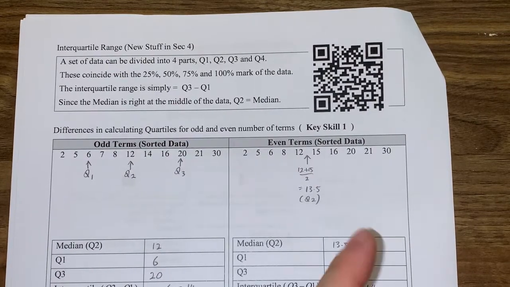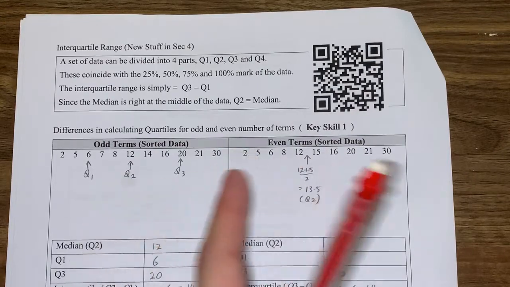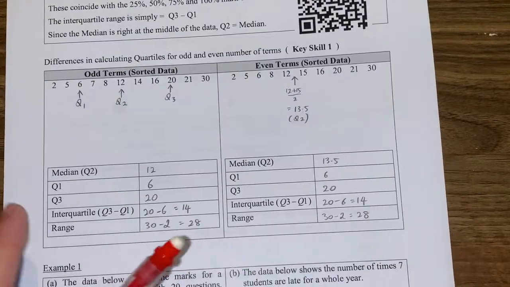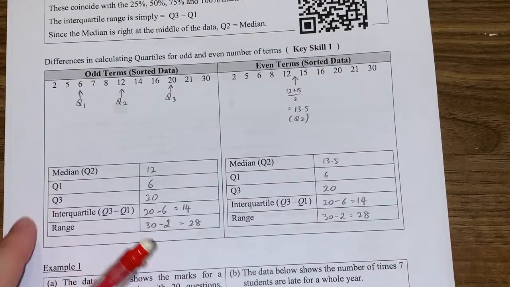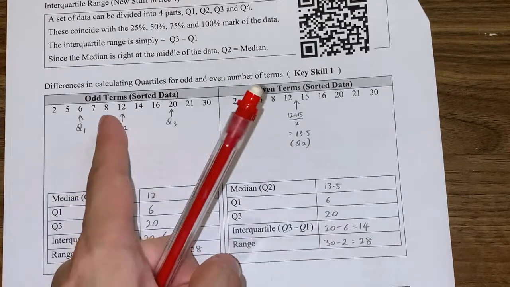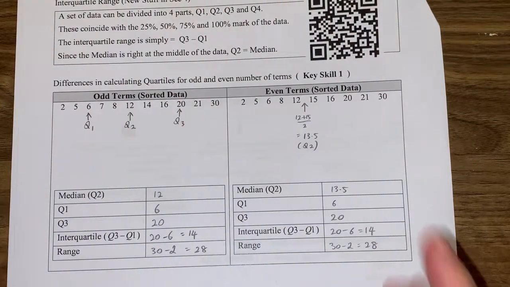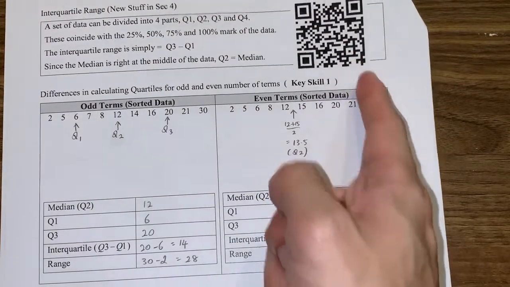Now you need to scan this QR code, and this video will show you how to calculate the mean, Q1, Q3, and the interquartile range for odd and even numbers of terms. There's a slight difference, and you need to know this difference very well. I'm not going to go through this one, so please scan it yourself and settle it yourself.